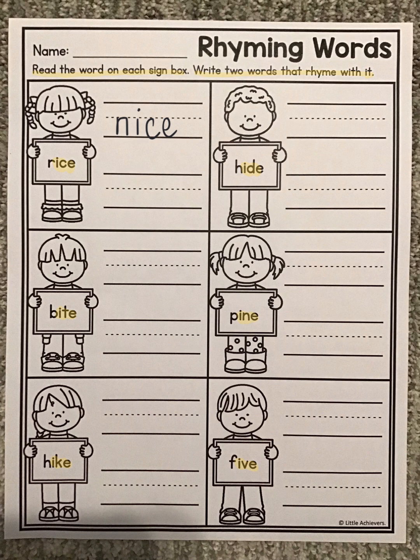Rice, nice. Another rhyming word is mice. And you'll notice that C is making the S sound. Let's go over to the next one. The word is hide. Hide and ride. Rhyme. That long vowel, silent E.